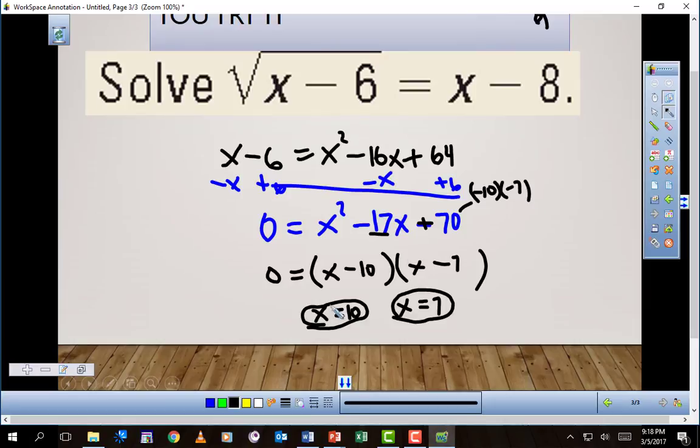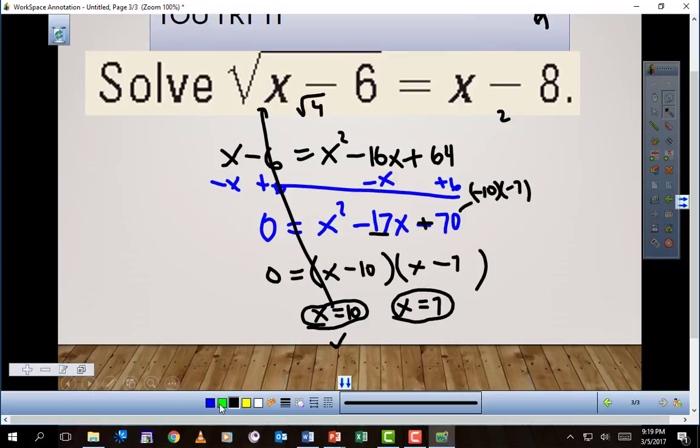If we were to take the 10 in here, we get 10 minus 6 is 4, and 10 minus 8 is 2. But the square root of 4 is 2. So this equation, or that solution, works.